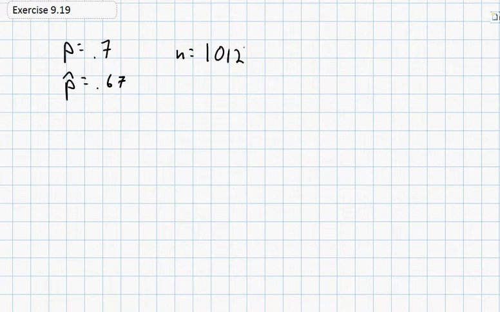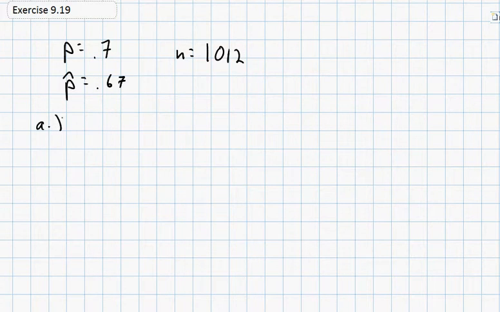This is exercise 919. In this, they talk about a poll where they asked 1,012 U.S. adults what they do with the milk in the bowl after they've eaten the cereal. They say that 67% said that they drink it. Then they say suppose that 70% actually drink it. So the 70% is our p. p is 0.7. So our sample proportion, our p hat, is 0.67. And just so we know, our sample size is 1,012.